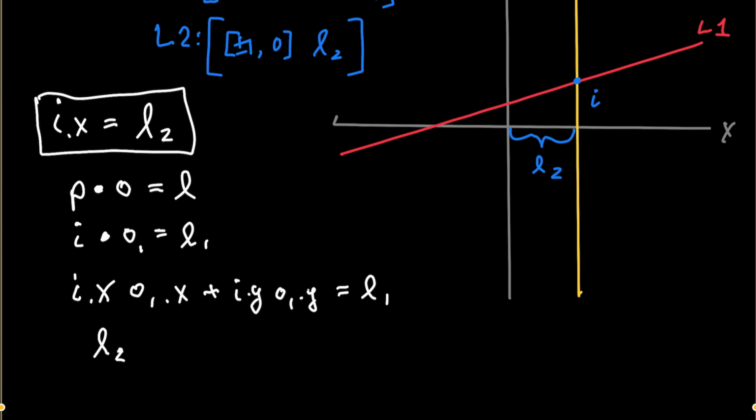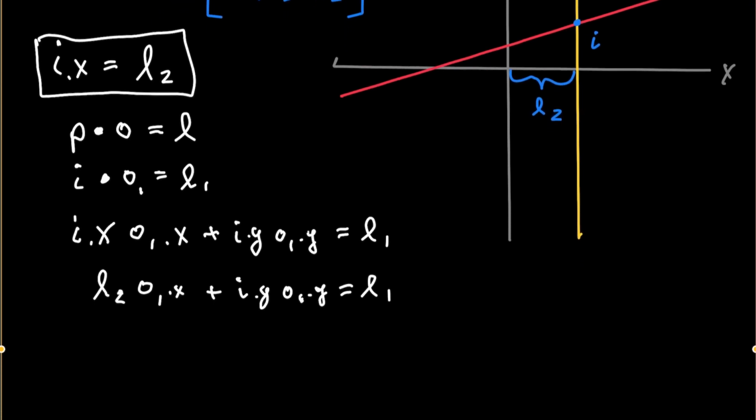L2 times O1 dot x plus the y-coordinate of I times O1 y-coordinate equals L1. Okay? So we've only got one unknown. Everything else is known in this last equation. The thing we're trying to solve for is the y-coordinate of I.